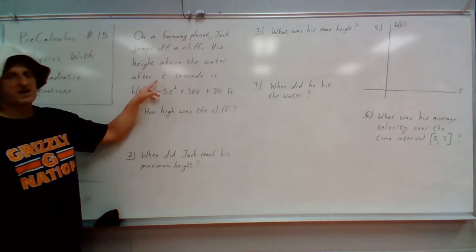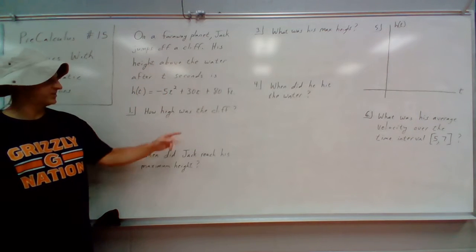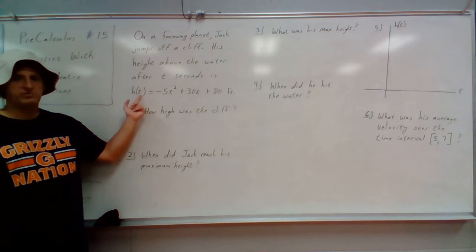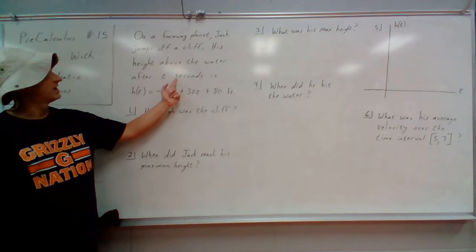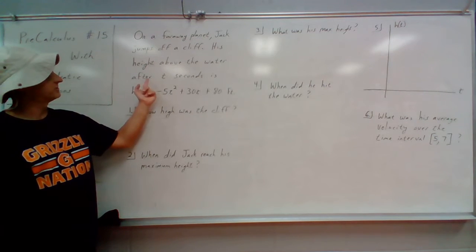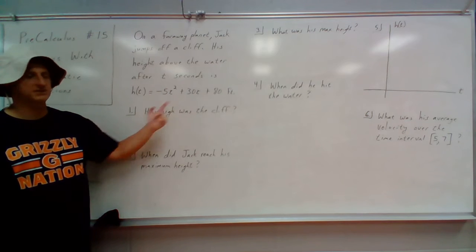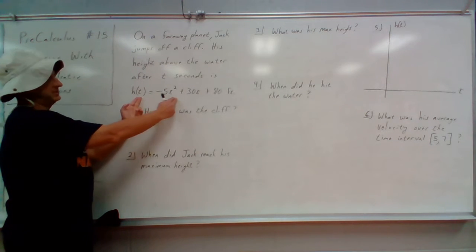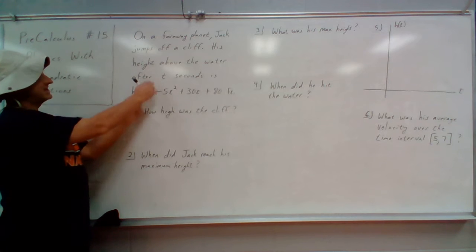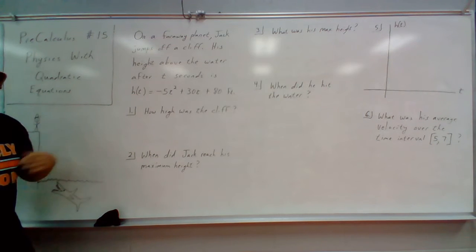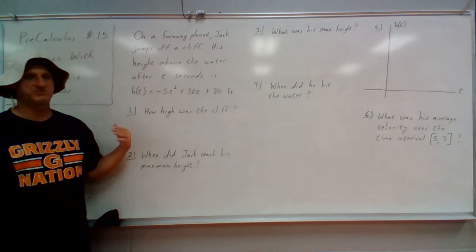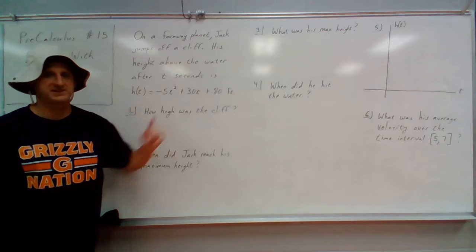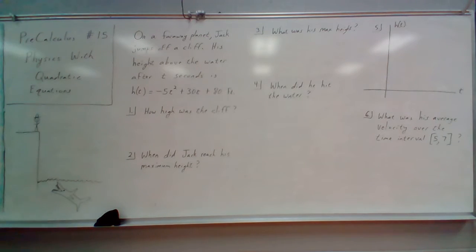His height above the water after t seconds, so t represents seconds. So we're going to plug t into this function, plug seconds into the function. His height above the water after t seconds is given by this equation. So we plug t into this function, and the function spits out his height above the water. So you plug in a time measured in seconds, and the function will tell you how high Jack is above the water, measured in feet. All right, so let's answer some questions then.